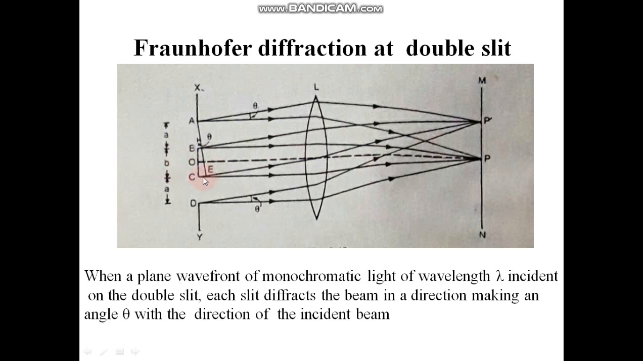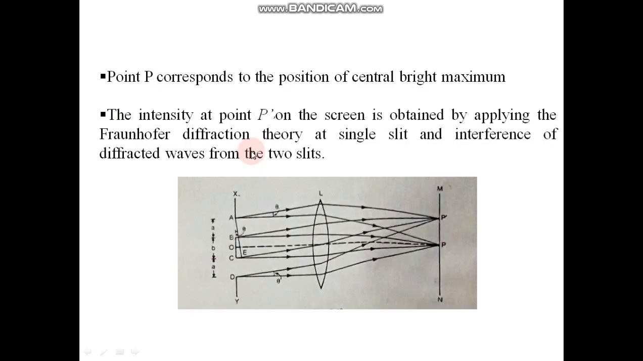So when a plane wavefront of monochromatic light of wavelength lambda is incident on the double slit, each slit diffracts the beam in a direction making an angle theta with the direction of the incident beam. On the screen, the point P corresponds to the position of the central bright maximum. The intensity at point P dash on the screen is obtained by applying the Fraunhofer diffraction theory at a single slit and interference of diffracted waves from the two slits.